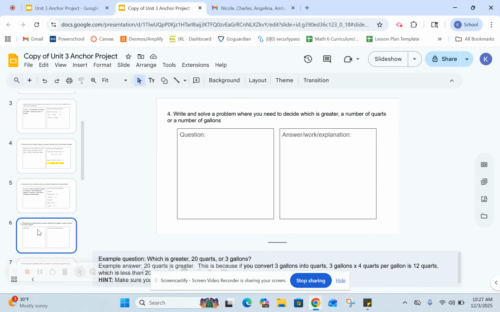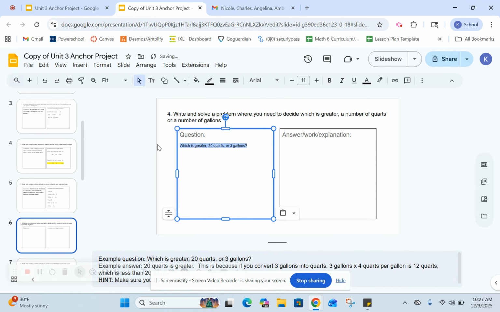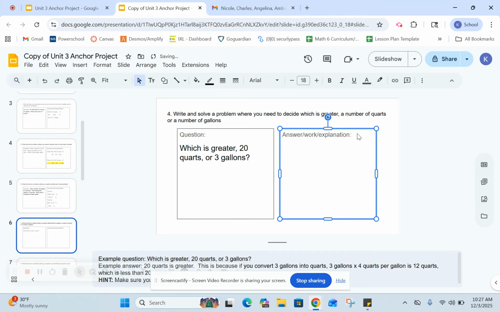Write and solve a problem where you need to decide which is greater, a number of quarts or a number of gallons. I'm going to copy our sample, which is greater, 20 quarts or 3 gallons. All right, so we cannot compare these as is because they're in different units. So we need to change one of these into the other. It's usually easier to turn the smaller amount into the larger amount. So we are going to turn 3 gallons into quarts.